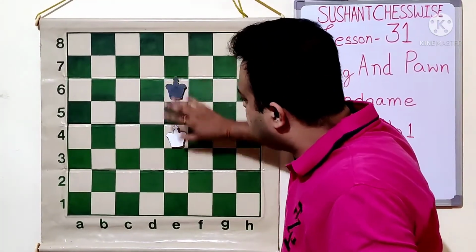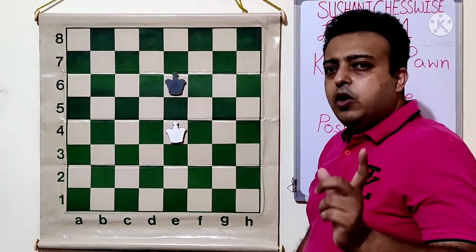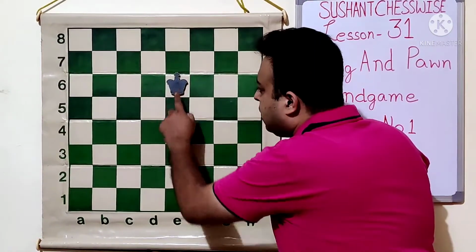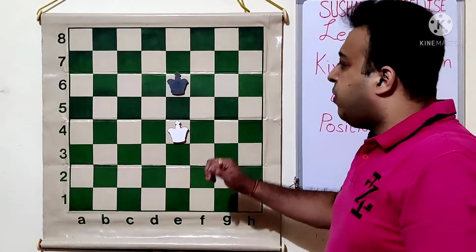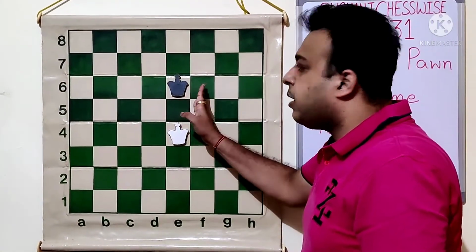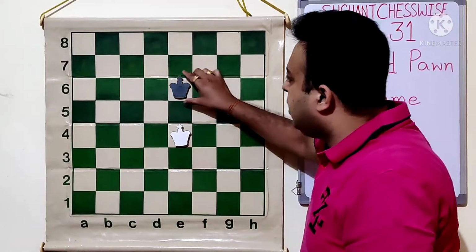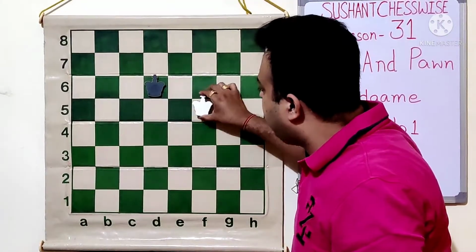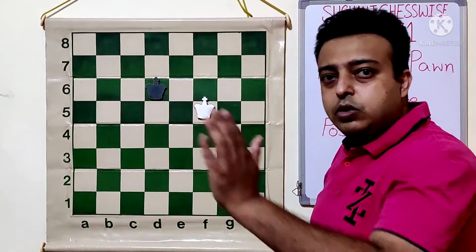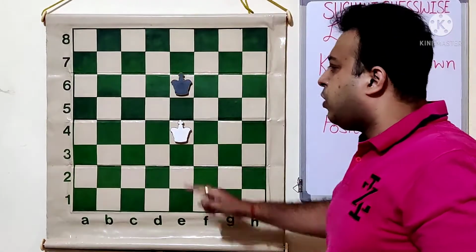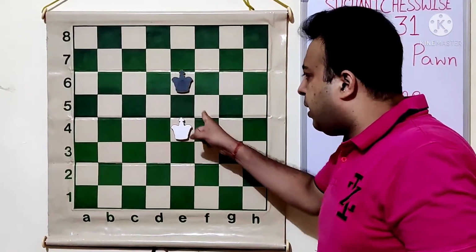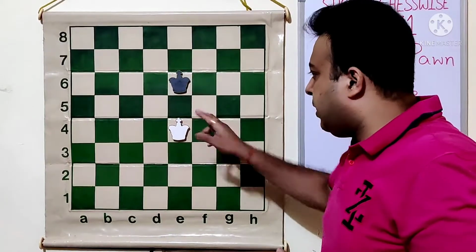Let's have a look at this position. During opposition we see both the kings are fighting for the squares in front of them. White wants the black king to move away, so that the white king can penetrate further into black's territory. In the same way, black also wants the white king to move away so that his king can come ahead.